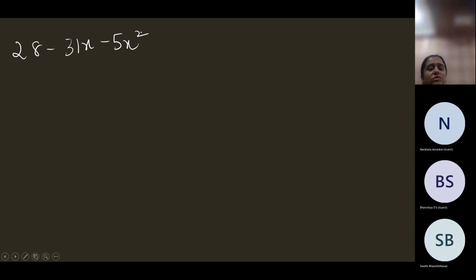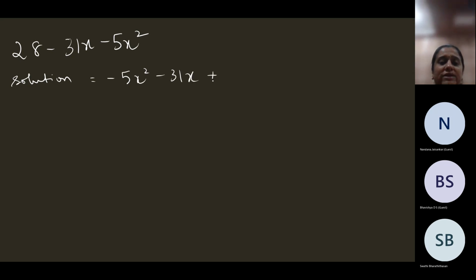Okay, fine. So the first step is to arrange the terms correctly. So it will be minus 5x square minus 31x plus 28. The signs will not change. You're not transposing it. You're not taking it to the other side of the equal to sign. It's an expression. You're just rearranging the terms.